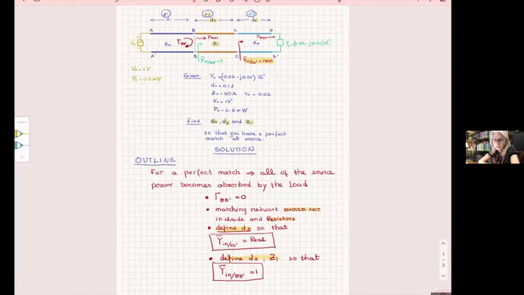Our matching network is the lines between B and C, right? The matching network is everything that goes between B and D. Everything that is in between the source and the load is called the matching network. Okay. Any other questions?